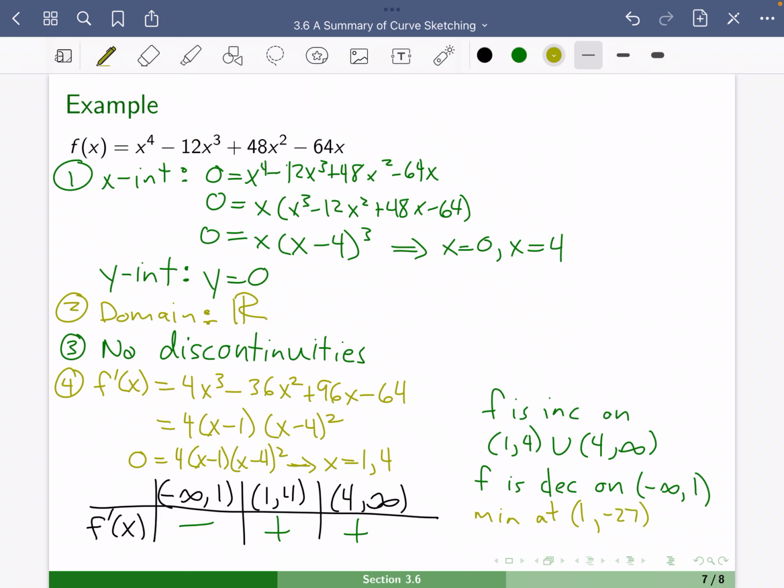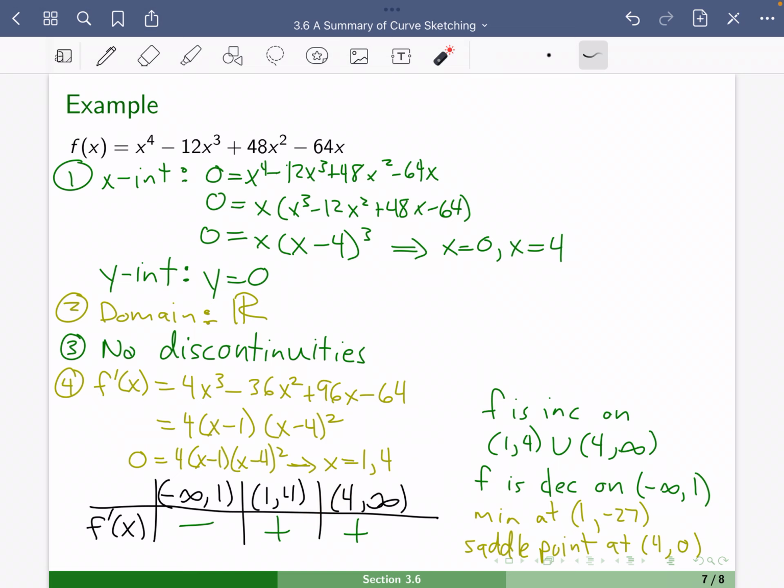And what's happening at 4? Well, that is a saddle point. We have a saddle point at 4, 0. And so it kind of slows down right at that point. It neither increases nor decreases, and then it's going to keep going.